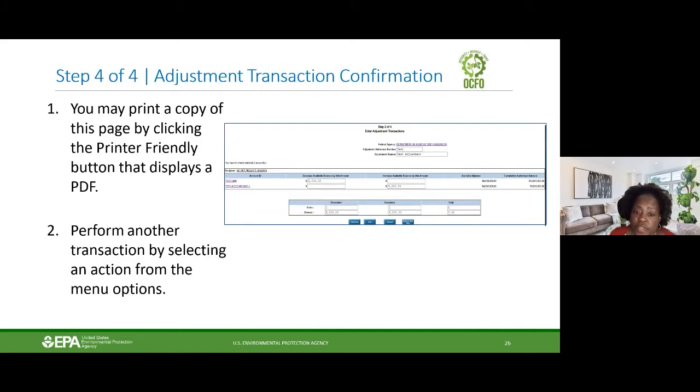Once completed, the payment requester has the option to print a copy of the confirmation page for the records, perform any other transaction log, or they can log out. This concludes my portion of the webinar. Next up is Peter Puglisi with the Federal Financial Reports.